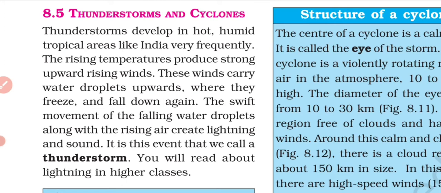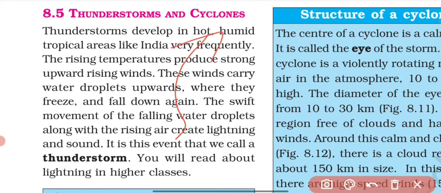The rising temperature produces a strong upward rising wind. That means whenever the temperature is rising much faster, whatever air is there moves or rises up at very high speed, and it carries water droplets. Whatever wind is rising upward is carrying the water droplets, and whenever they reach a particular height, they become frozen, or they become condensed, and due to that condensation they fall down again at a very high speed.